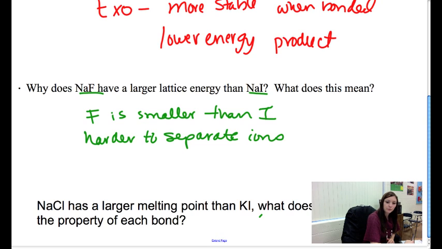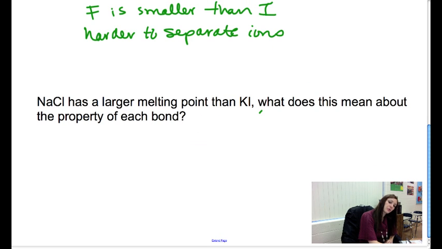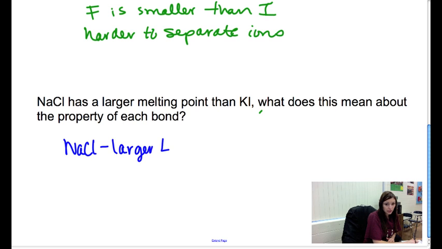And the last one. NaCl has a larger melting point than KI. What does this mean about the property of each bond? Well, if NaCl has a larger melting point, that means NaCl must have a larger lattice energy because it takes more energy to separate, and in order to melt, I have to separate them apart a little bit so that they can move. So NaCl has a larger lattice energy, which means that it is harder to break or stretch the bonds.